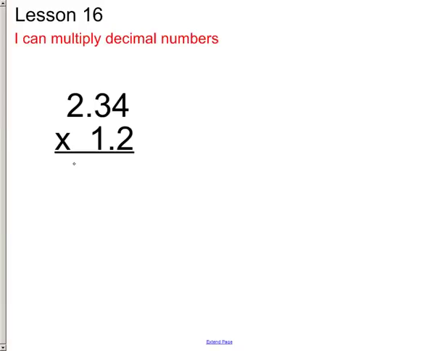Since our unit is dealing with multiplying and dividing rational numbers, we can't forget about decimals because they're rational numbers as well. They're numbers that we can turn into fractions. So here's a quick review of how to do that.